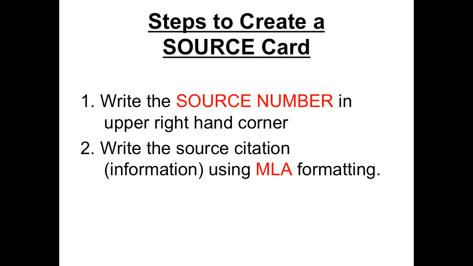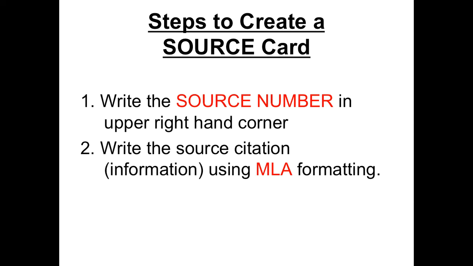These are the basic steps. First and foremost, we want to give the source a source number in the upper right hand corner. Literally just write number 1, 2, 3. Your source number is determined based on how many sources you've used so far. If this is the first source you're looking at, you would give it source number 1. If it's the second source you're looking at, you would give it source number 2. So you want to go in order of what source card you're on.